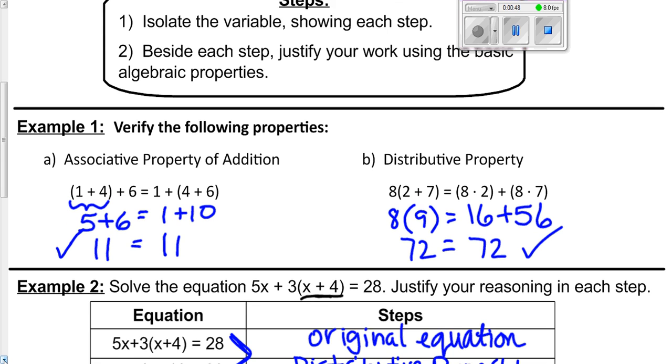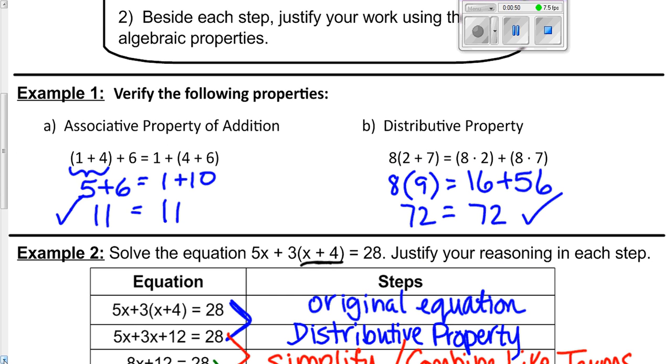Example 1. Verify the following properties. Alright, so associative property of addition. Showing that if I do 4 plus 1 is 5 plus 6, I get 11. If I swap my numbers around and move my parentheses, then I still get 6 plus 4 is 10 plus 1 is 11.